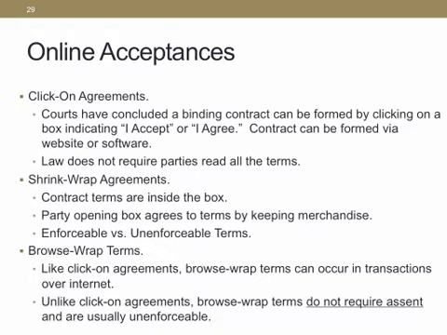Browse wrap terms. It says, unlike click-on agreements, browse wrap terms do not require assent and are usually unenforceable. What that means is that these are over the internet, and somebody would agree to terms, and if it's not possible for them to see what their agreement is about beforehand, then the court typically doesn't enforce that.